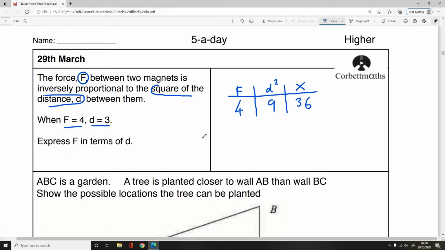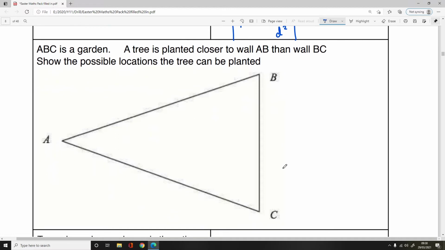Express F in terms of d. So what we can get from this is that F times d squared always equals 36, but it wants this to be F on its own, so we divide by the d squared, and we'll get F is 36 over d squared. And there you go. There's your answer. Cool.